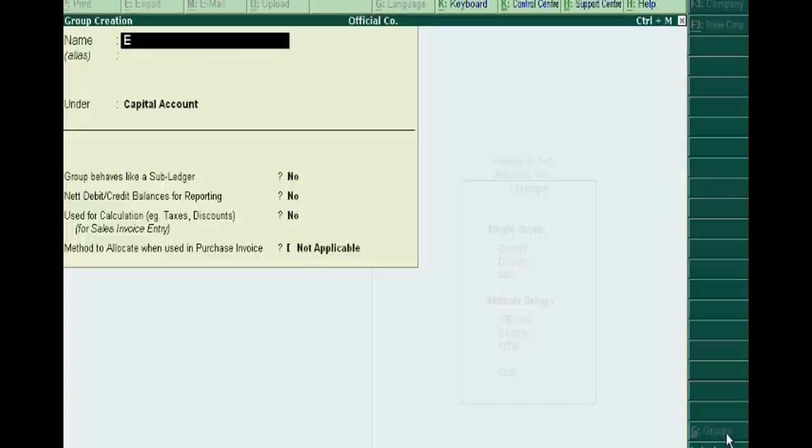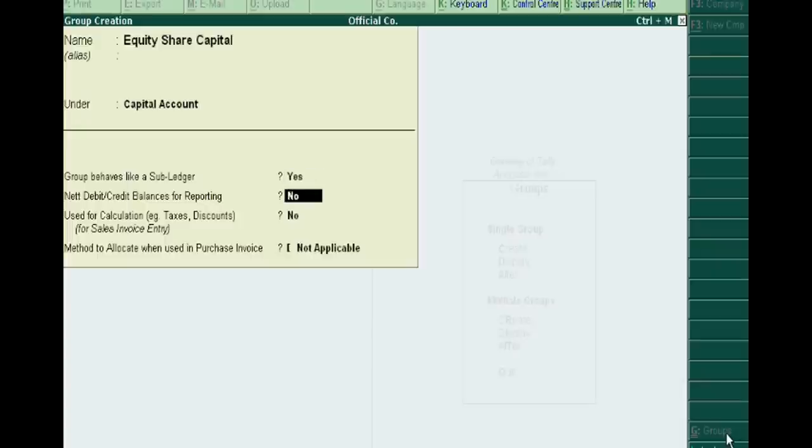Suppose I have to create an equity share capital under capital account. Group behave like a subgroup? Yes.